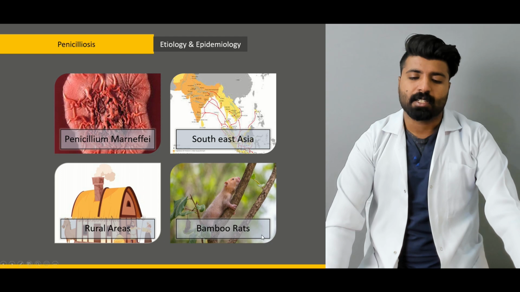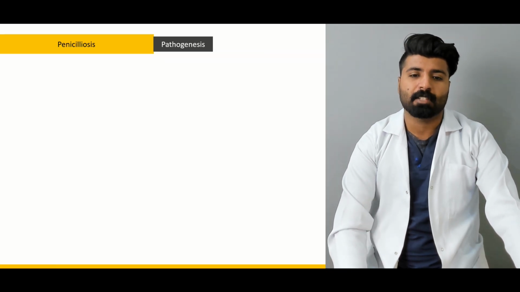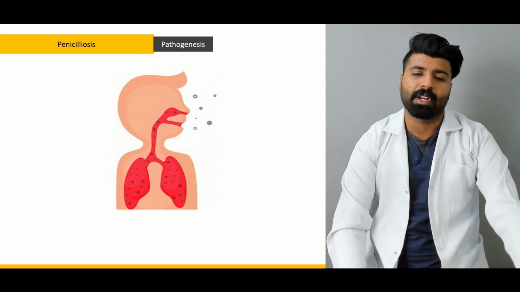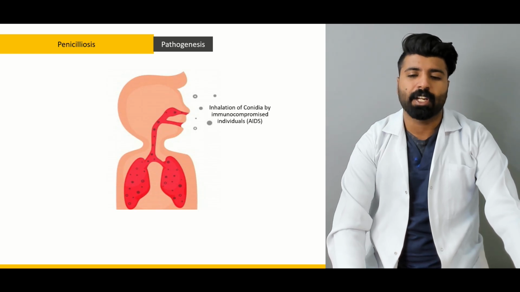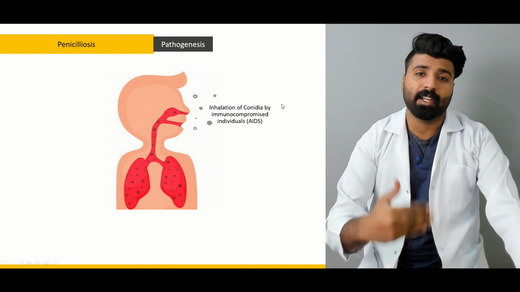These bamboo rats are found where? In the farmhouses. In the farmhouses, they can carry this pathogen into these places where the people can get affected by them. And what happens in this pathology is that you're going to inhale the same conidia we talked about, inhalation of conidia by immunocompromised individuals. We talked about it again and again.